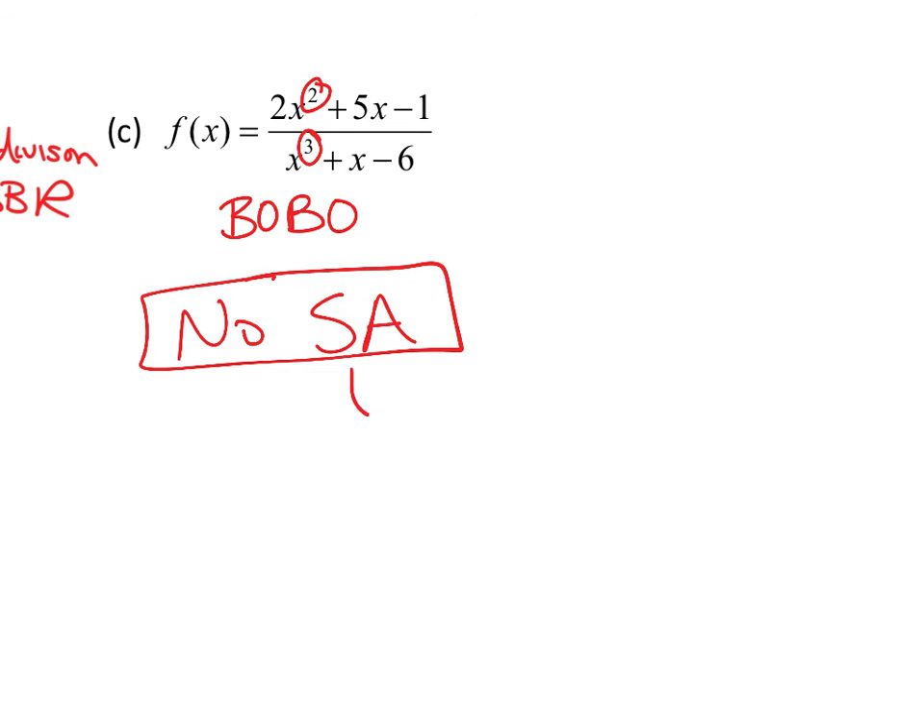Okay, you only have a slant asymptote when it's bigger on top by 1. That's when you have a slant asymptote. Otherwise, you have some sort of horizontal asymptote like this one.